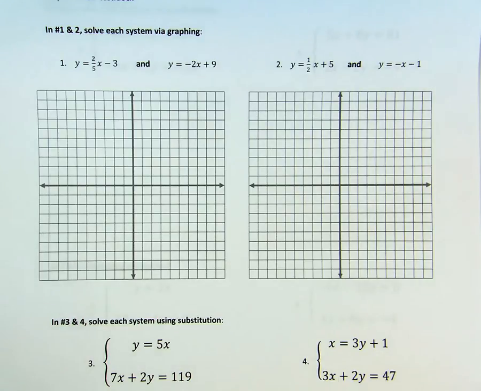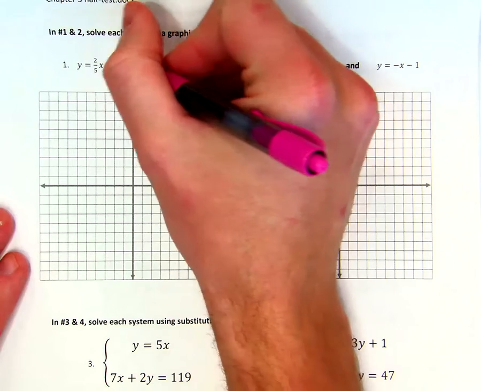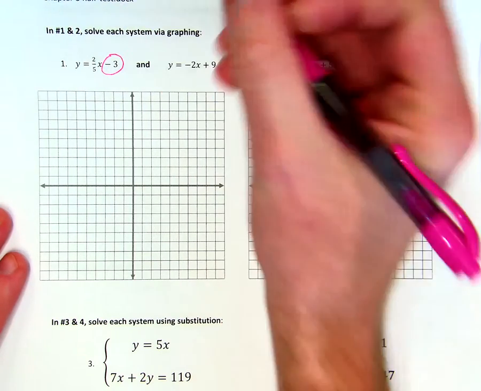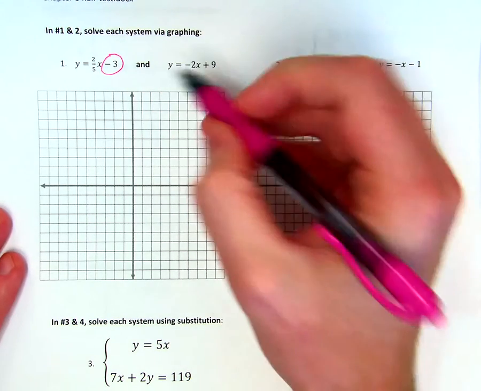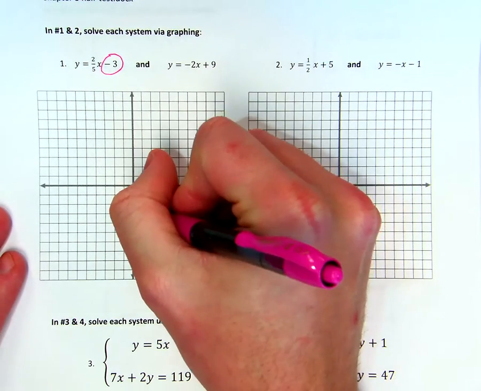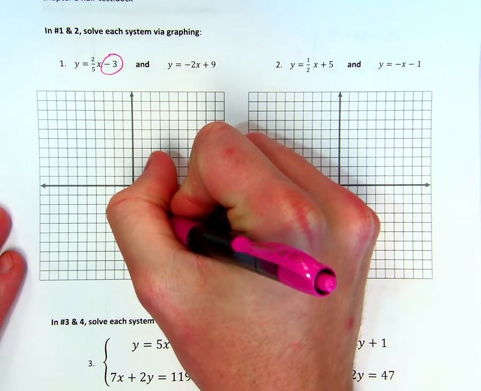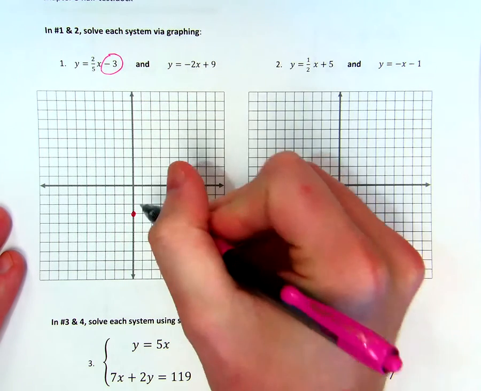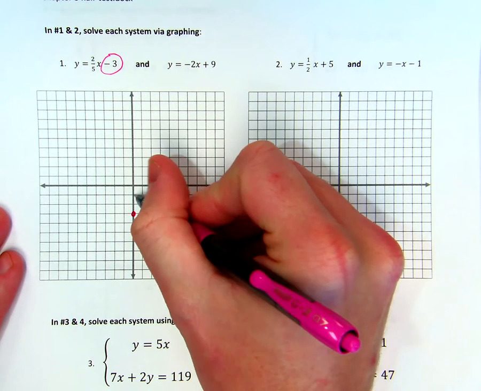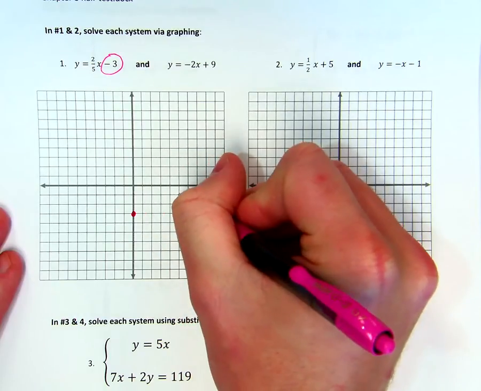Numbers 1 and 2 ask you to solve each system by graphing. So what you're going to do is graph both lines on the same graph. Number 1 has a y-intercept of -3, so we'll start there with a dot at -3. It has a slope of 2/5, which means up 2, right 5.